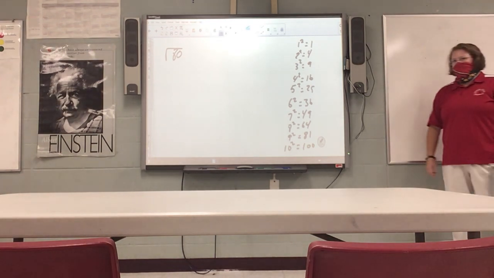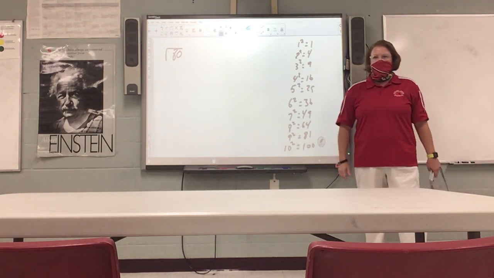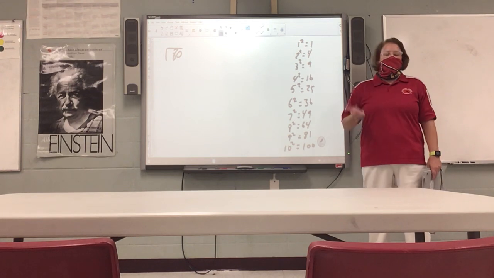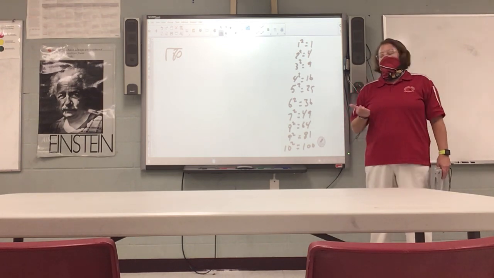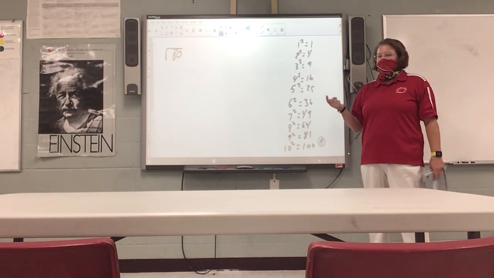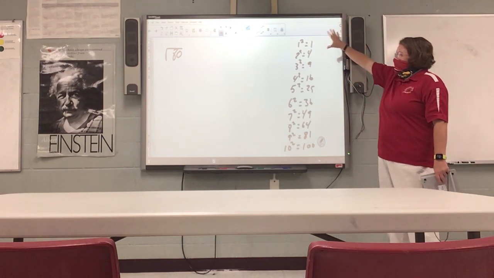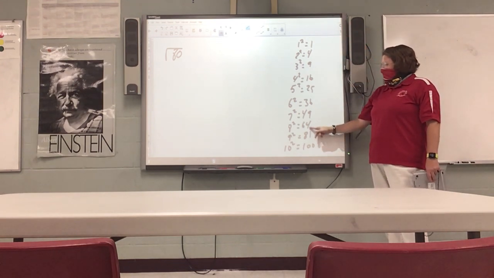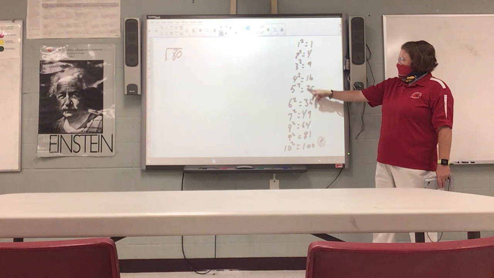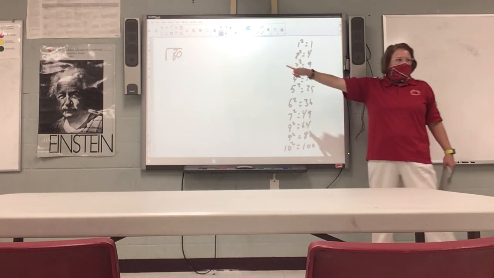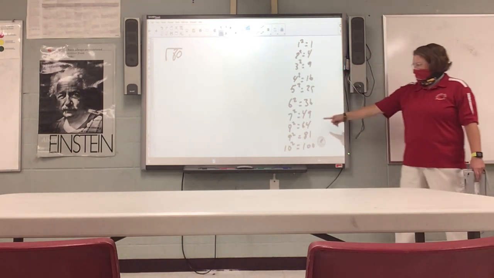Most of the time our directions are going to want the exact square root. So that means that our answer is still going to have a radical in it. We're just going to break it down. Okay? So since 80 wasn't on my list, I got to look now for the biggest one of these that will go evenly into 80. So I'm going to start working backwards.